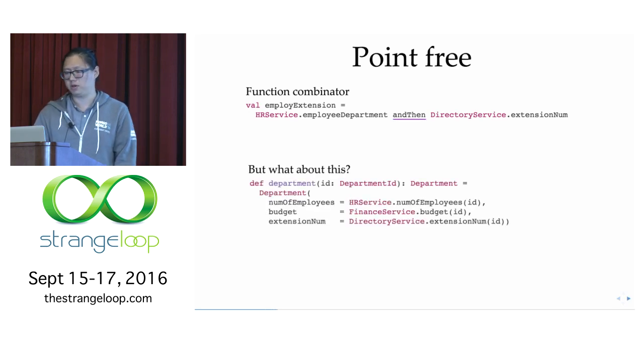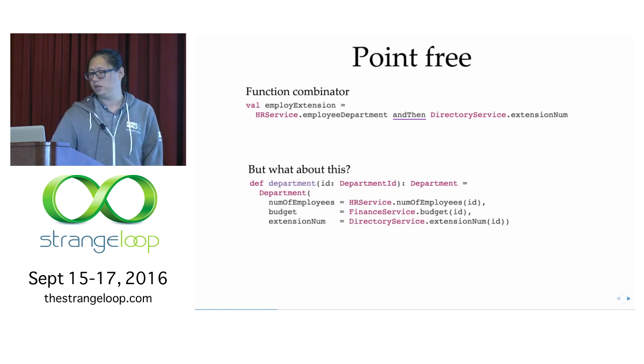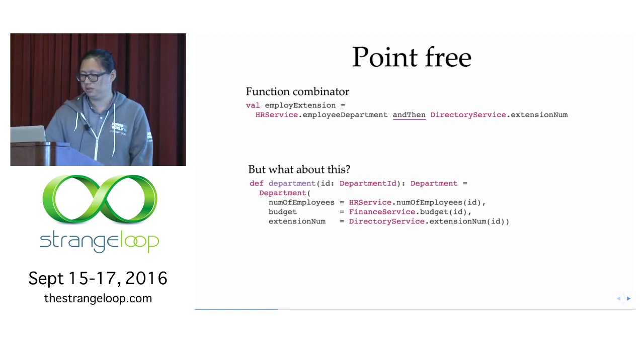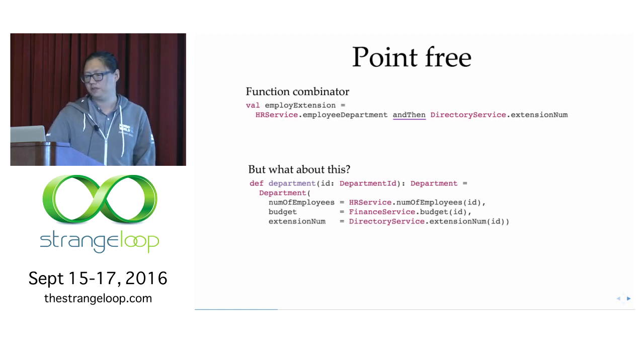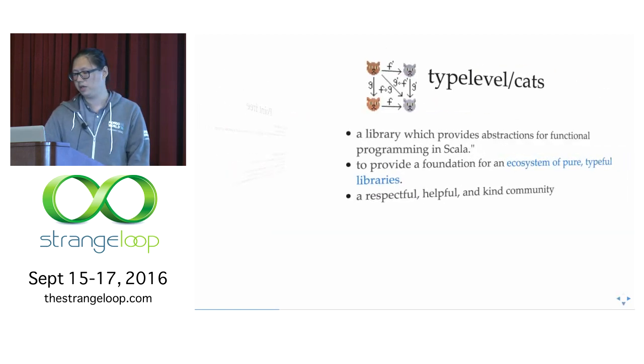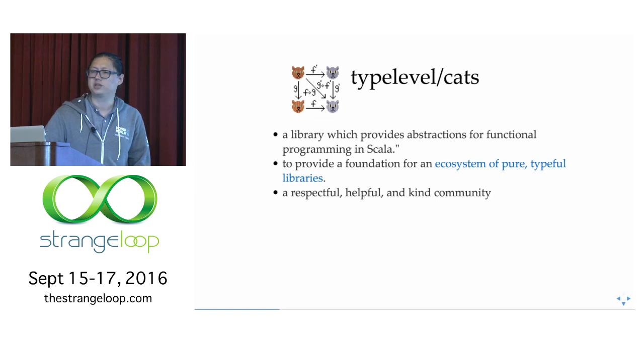What about this one? This one is a little bit tricky, right? You're trying to have three functions, and then you have a department apply function. The three functions that you have all take the department ID, which is simple, but the department case class apply method takes three different arguments. So okay, here's what Cats can provide.